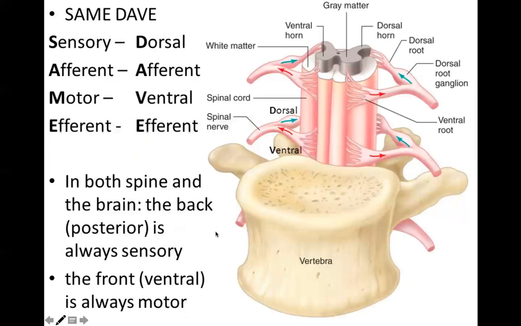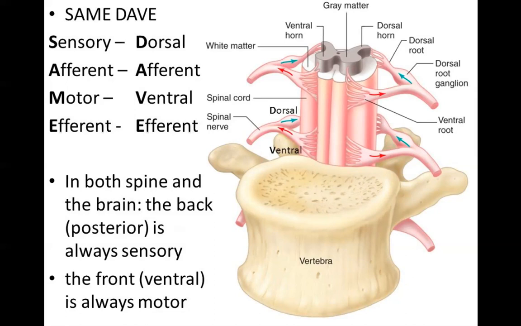One way to remember this is by remembering the acronym SAME-DAVE, which tells you sensory, afferent, motor, efferent, dorsal, afferent, ventral, efferent. So sensory and afferent mean the same thing. Motor and efferent mean the same thing. Dorsal is always going to be afferent.